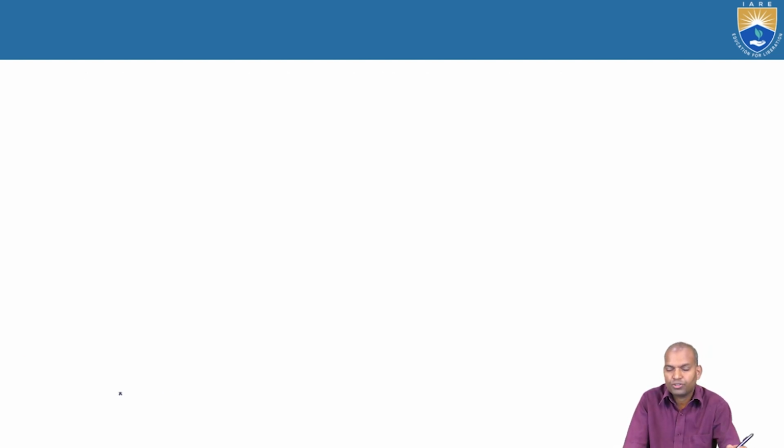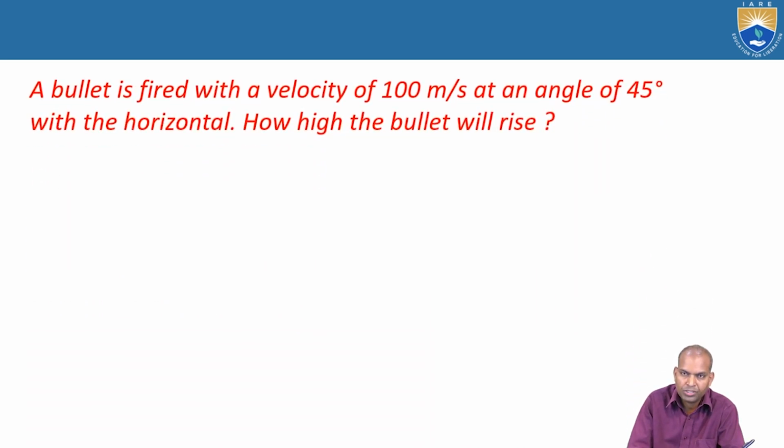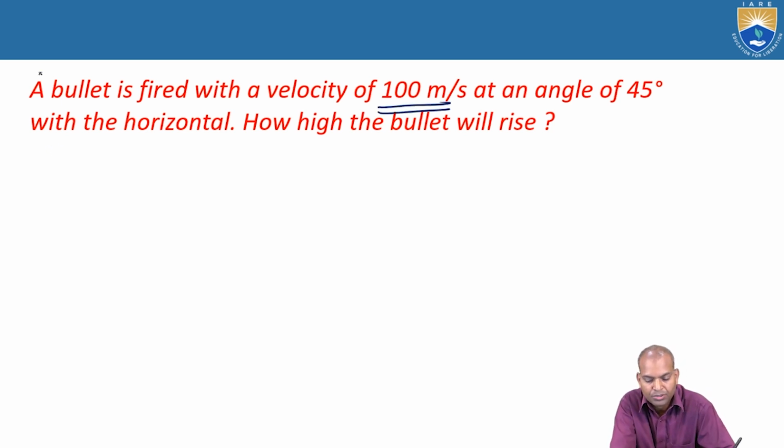Now let us solve a problem using this expression. We are going to find how high a bullet will rise. The bullet is fired with a velocity of 100 meters per second, and the angle of inclination is 45 degrees with the horizontal. How much height will the bullet rise?